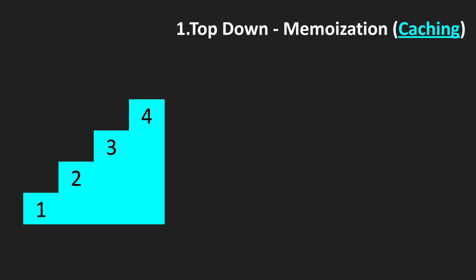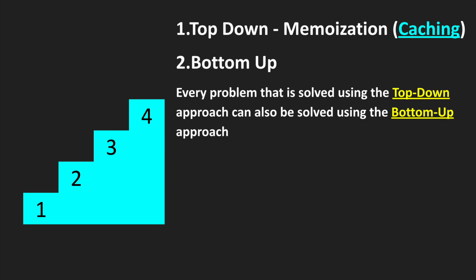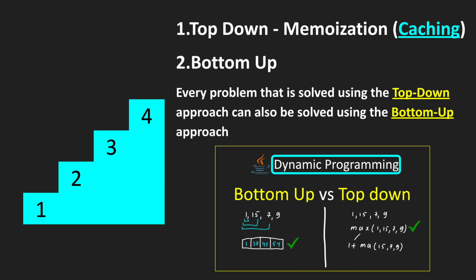So to summarize, how many ways do we have to solve a problem using dynamic programming? We have two ways. The first one is the top-down approach using memoization, or simply let's call it caching, and another one is the bottom-up approach, where we solve smaller subproblems and build up to our solution. We can also say that every problem that is solved using the top-down approach can also be solved using the bottom-up approach. I have another video on my channel, so you can check it.